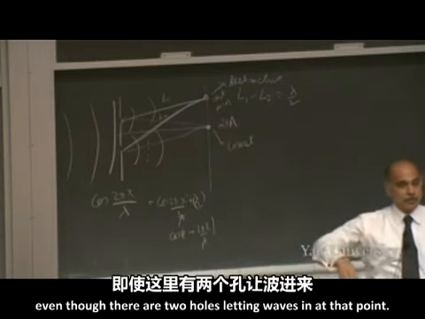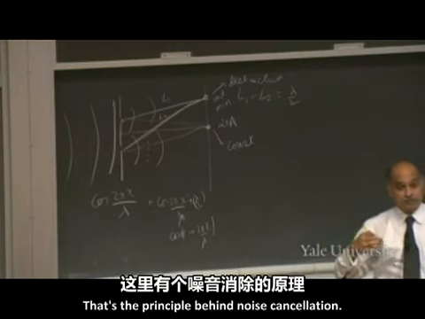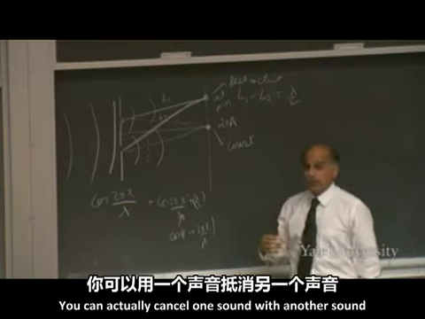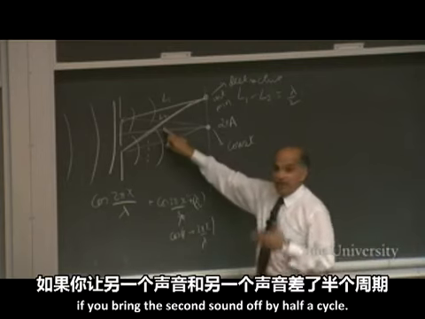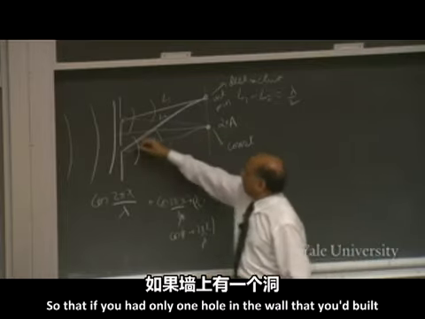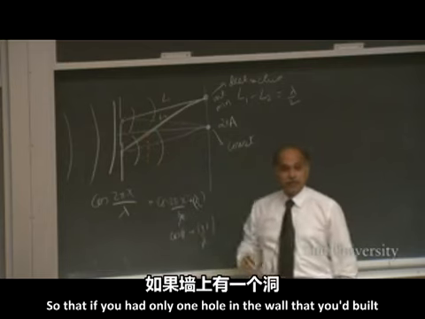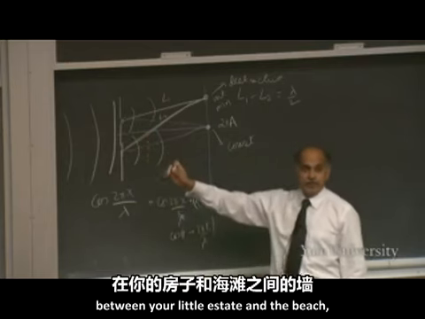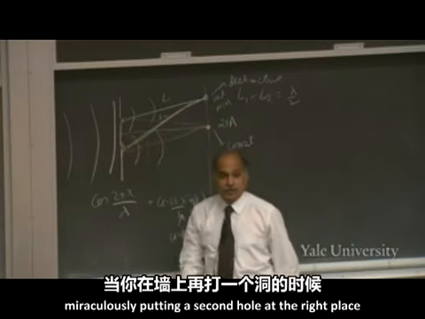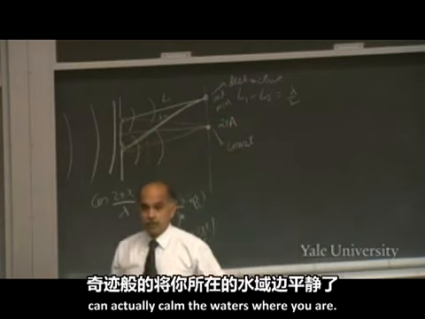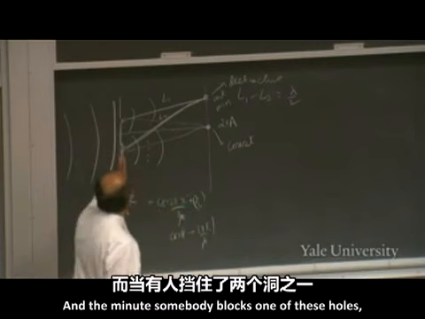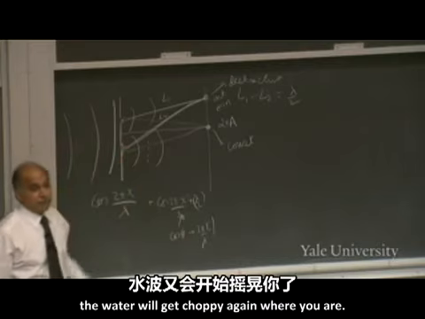Even though there are 2 holes letting waves in, at that point, that's the principle behind noise cancellation. You can actually cancel one sound with another sound if you bring the second sound off by half a cycle. So if you had only one hole in the wall that you built between your little estate and the beach, and the waves from here were rocking the boat, miraculously, putting a second hole at the right place can actually calm the waters where you are. And the minute somebody blocks one of these holes, water will get choppy again where you are.